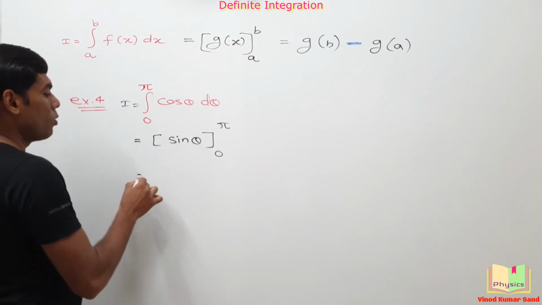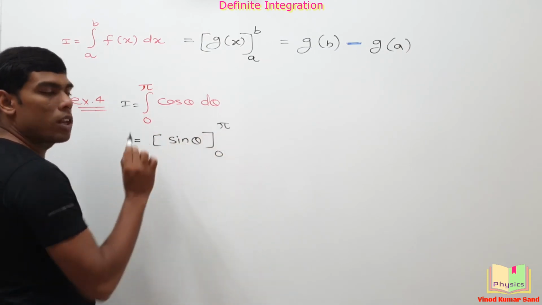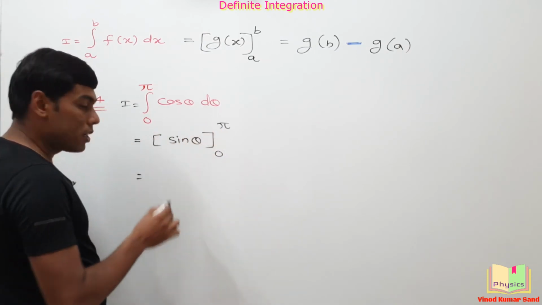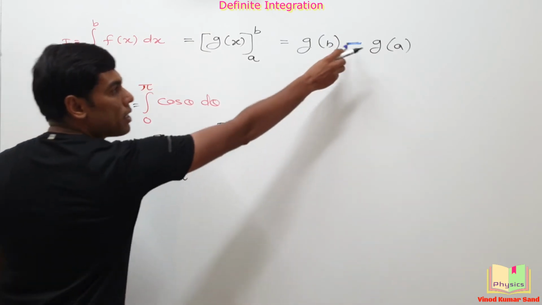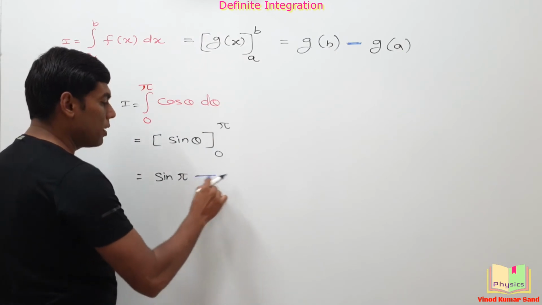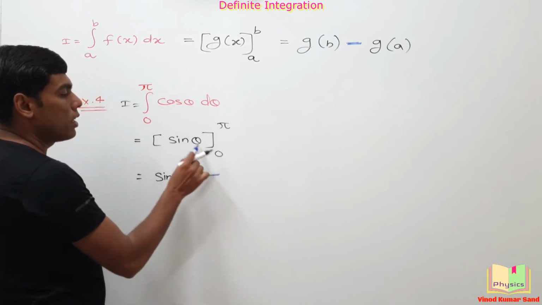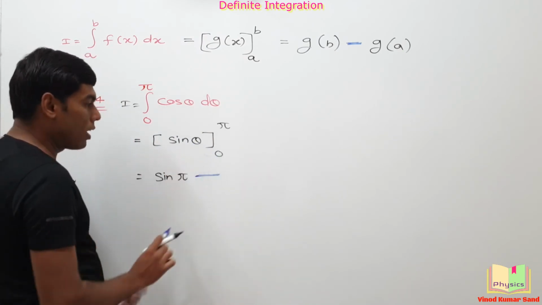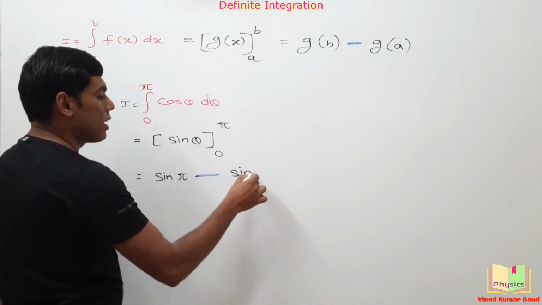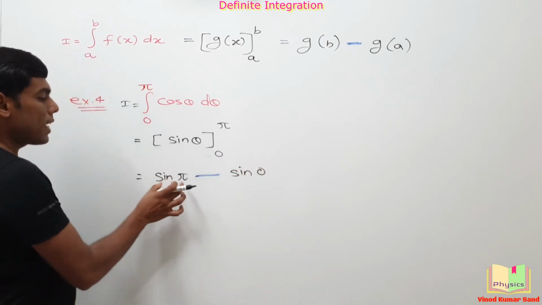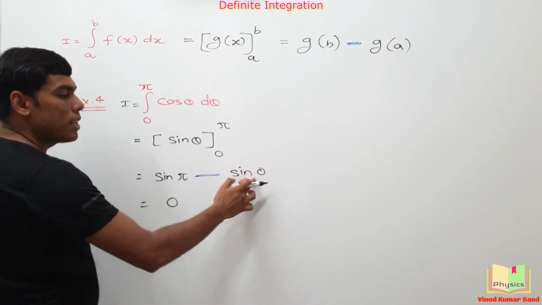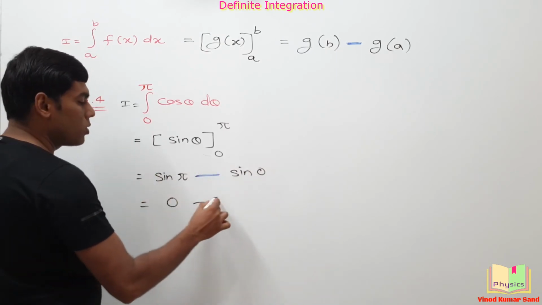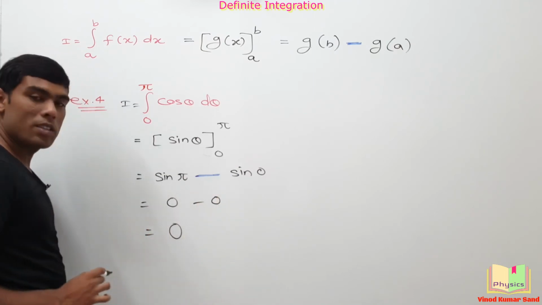Now at the place of theta, first of all we will be putting up the upper limit. So it will be sine pi radian. Then there is a minus sign because of the formula. Then at the place of theta, we will be putting up the lower limit. So it will be sine 0. Sine pi radian, everyone knows, is 0, as well as sine 0 radian is also 0. So ultimate answer will be 0.